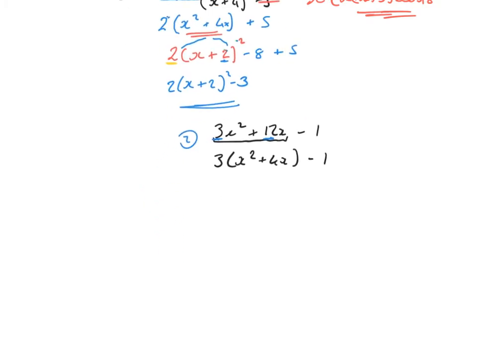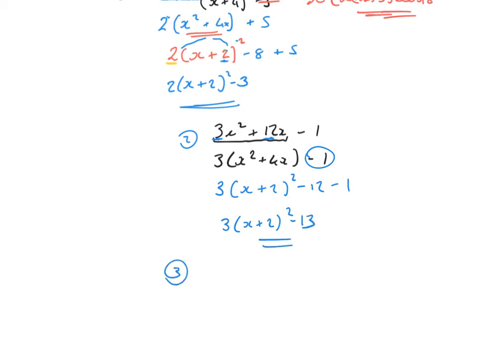Okay. Let's just follow that routine again. You half the 4x down to 2 and you create a square bracket. 2 squared is 4. 4 times 3 is 12. I need to get rid of 12, and I still need to put on my minus 1 at the end. 3 bracket x plus 2 all squared minus 13.